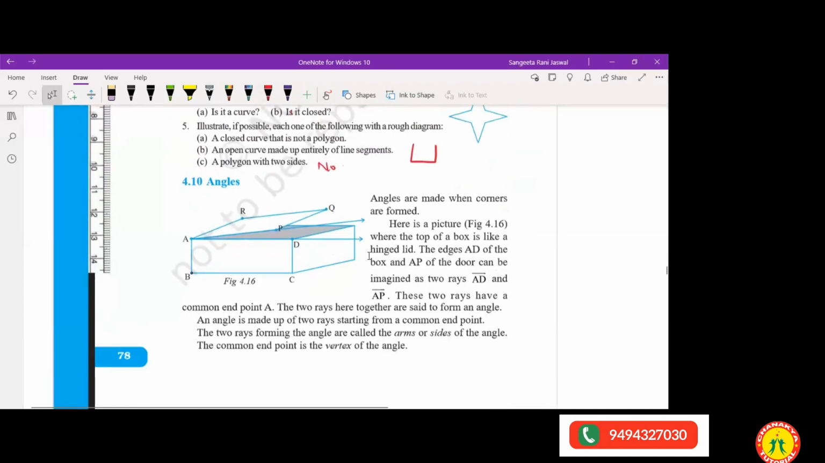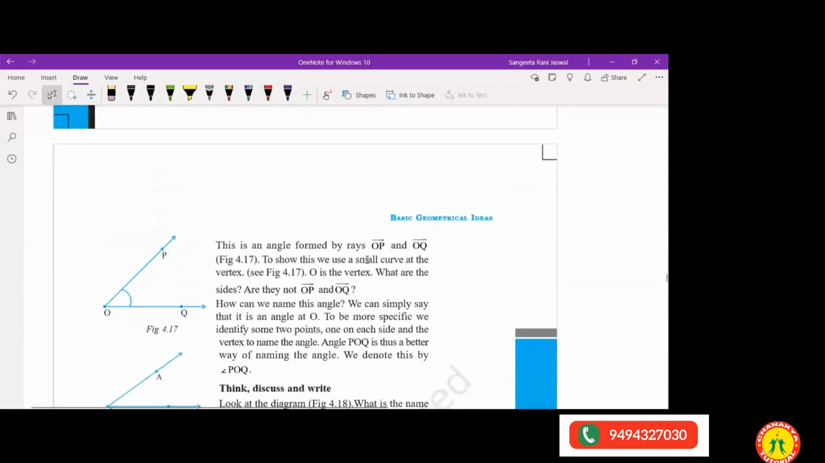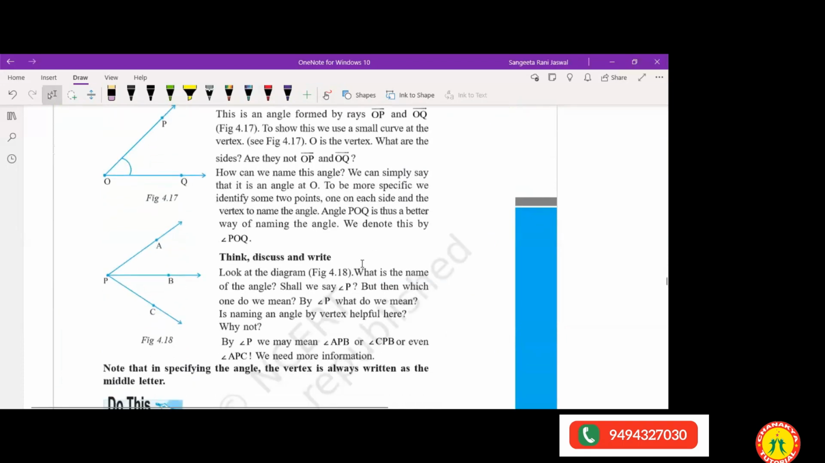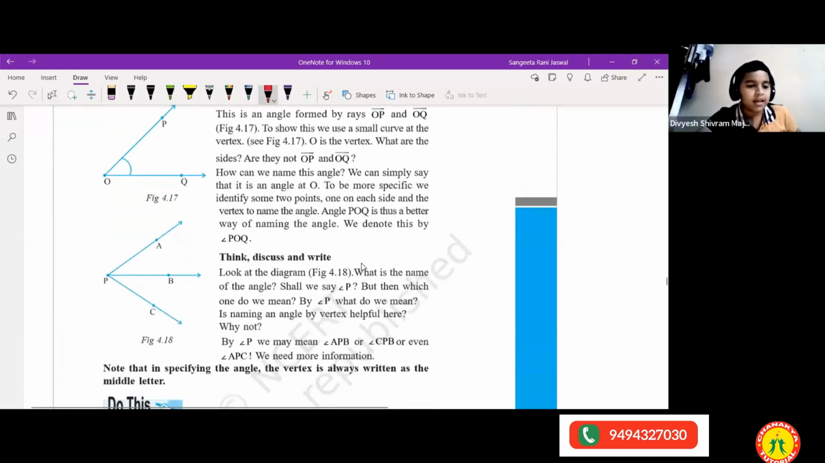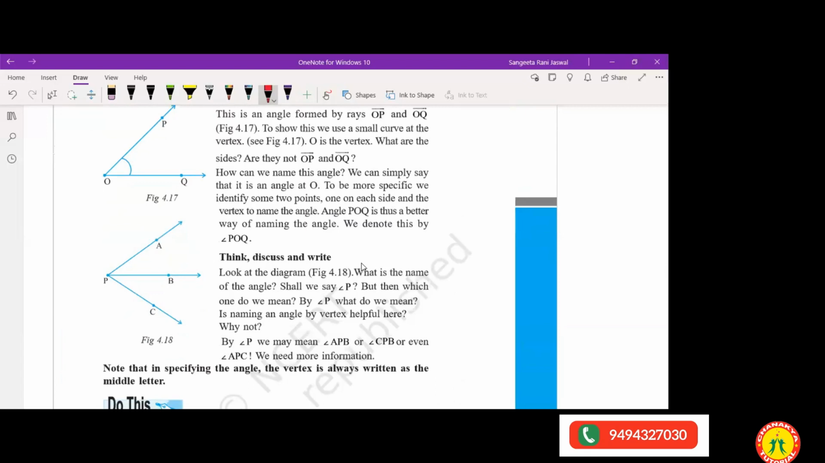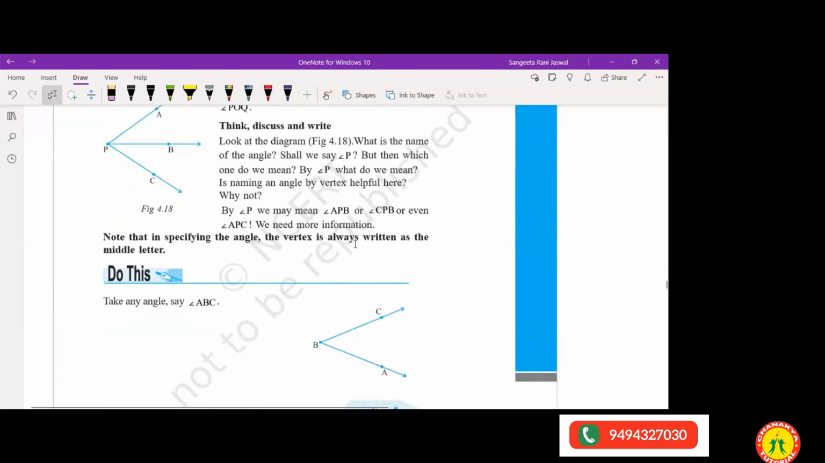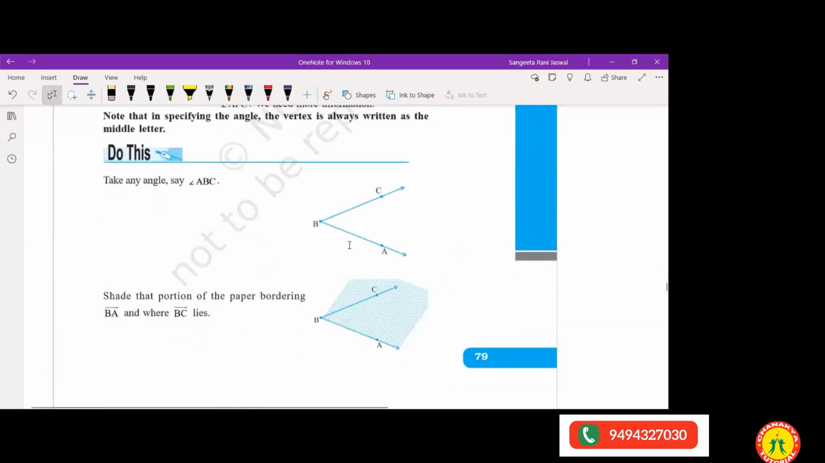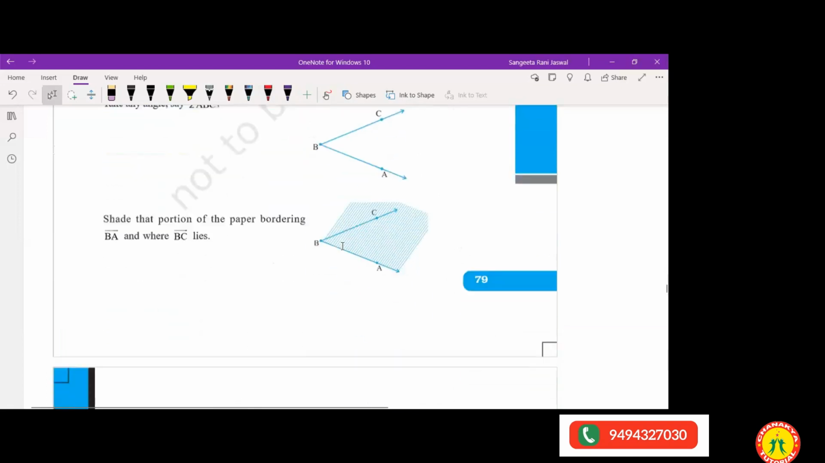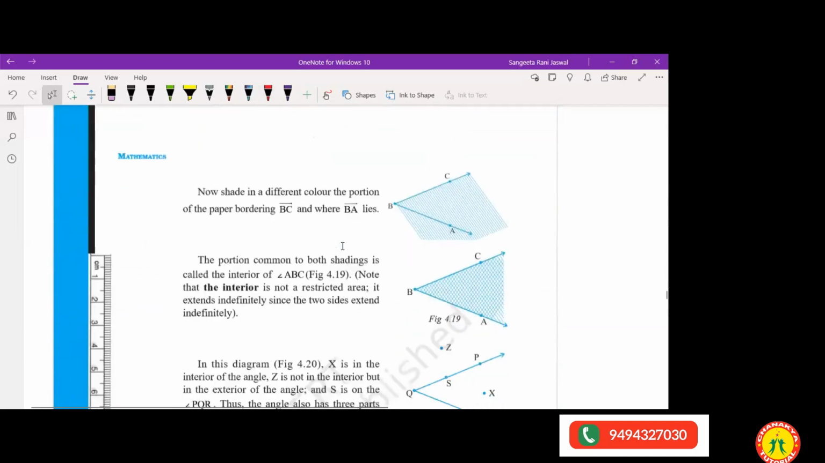Okay, next is angles. Now, what is an angle? Ma'am, angle is made of two rays. The space between the two rays is called angle. How much distance they have between them? It is measured in degrees. You have done this in your previous chapter, elementary shapes. Yes, ma'am.